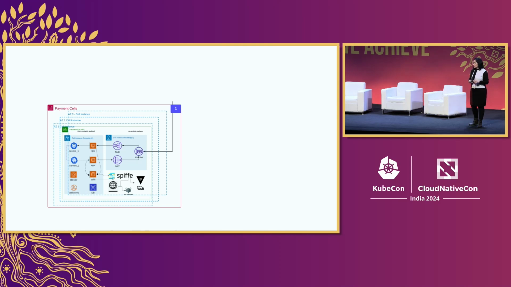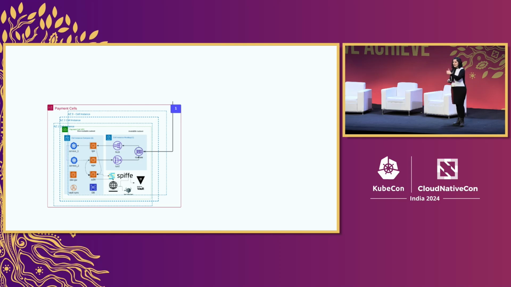Let's look at the implementation of it. So let's say this is my payment cell, where service 1 indicates my payment service, and service 2 indicates my notification service. In this case, both my services are sitting together with their ingress gateway, egress gateway, lots of security things which Saiyam is going to delve into: SPIFFE, OPA, and Kyverno, and other database, Lambda, etc., whatever components are required to make this cell work.